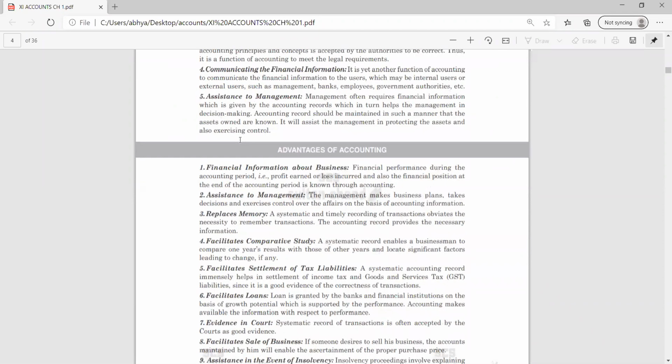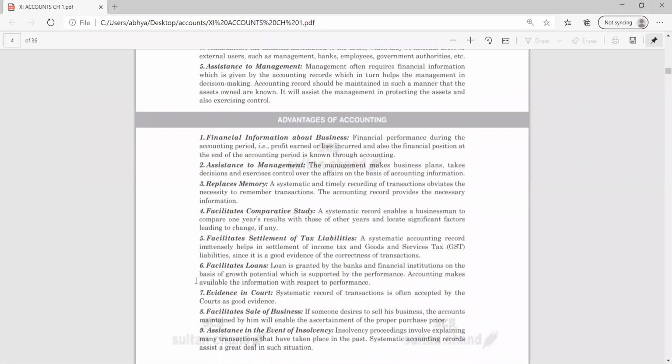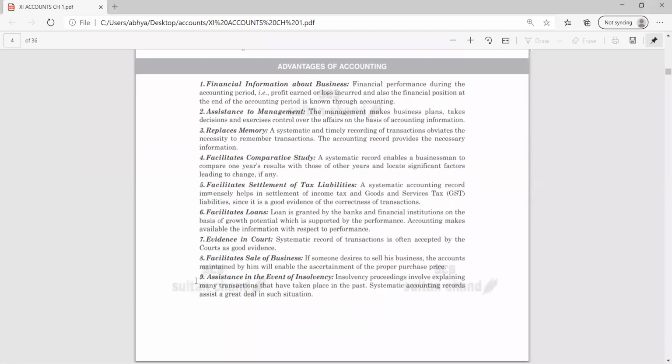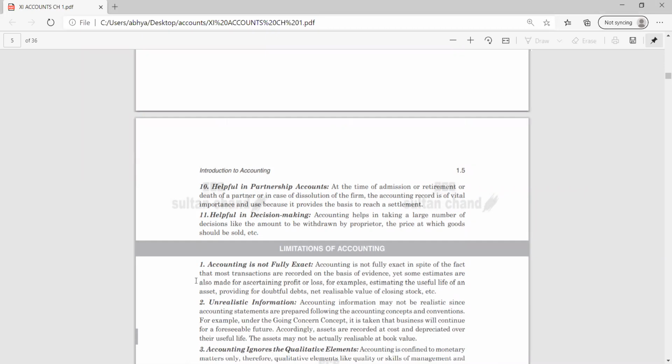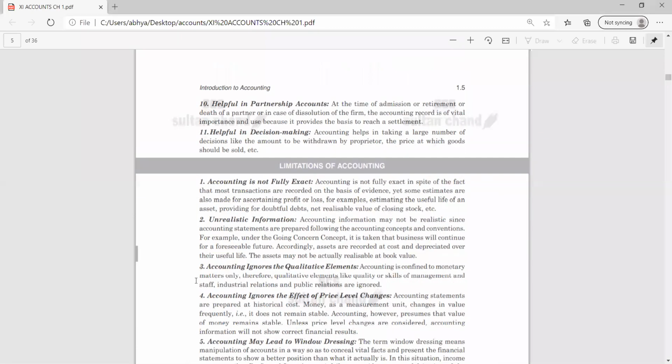Then advantages of accounting. Financial information about business. Then assistance to management means helps to management. Replaces memory. Facilitates comparative study, interfirm and intrafirm. Settlement of tax liabilities. Facilitates loan. All these points we had discussed. Evidence in court, facilitates sale of business, assistance in the event of insolvency, helpful in partnership accounts, helpful in decision.